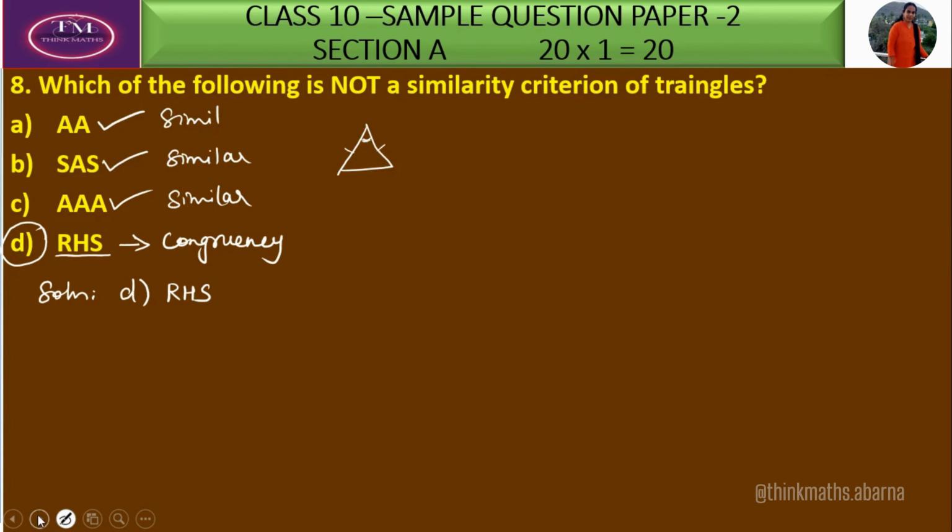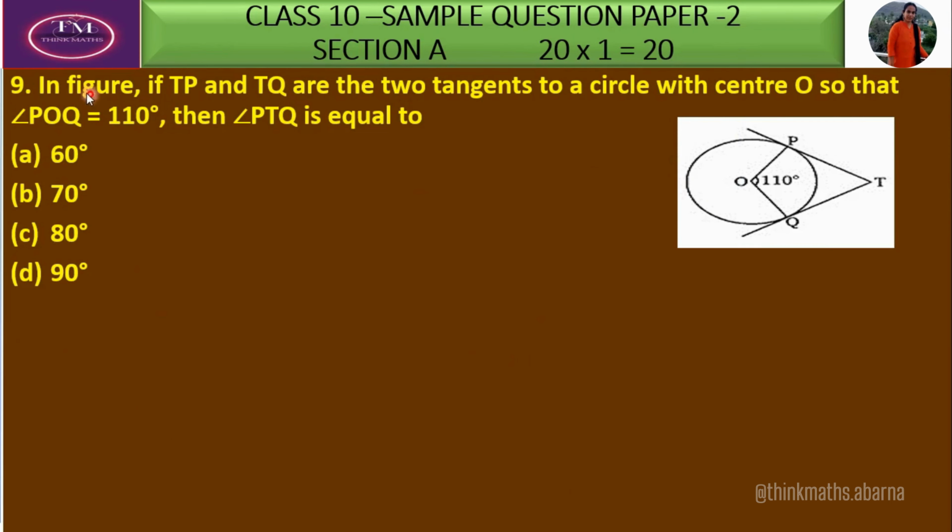So moving on to the ninth question. In figure, if TP and TQ are the two tangents to a circle with center O, so that angle POQ is equal to 110 degree, then PTQ is equal to, we have to find out whether it is 60 degree, 70 degree, 80 degree or 90 degree. So if you check this, POQT forms a quadrilateral. So P, O, Q, T.